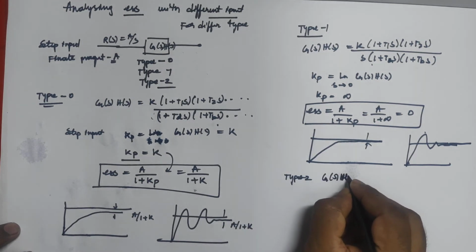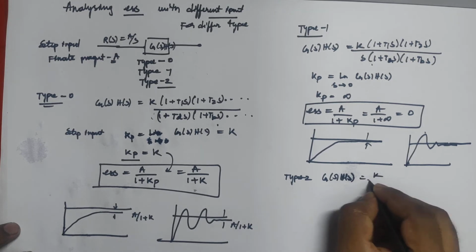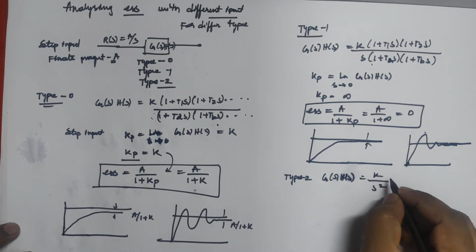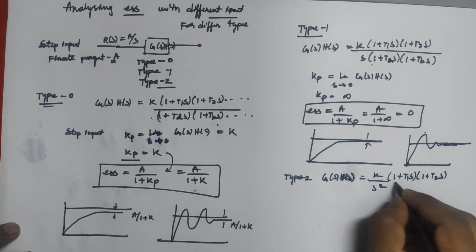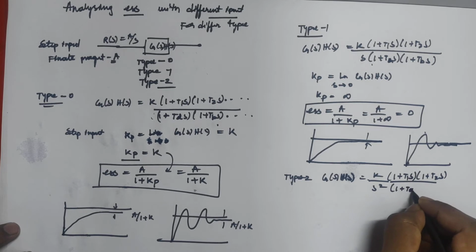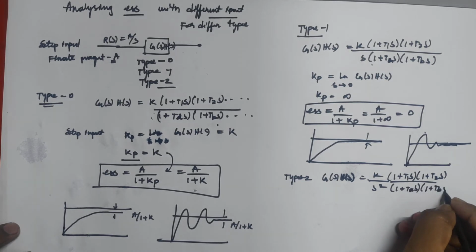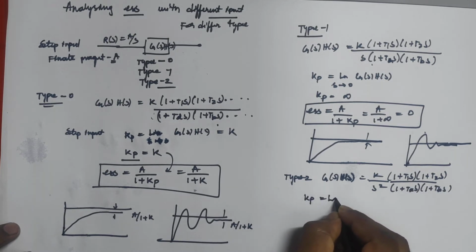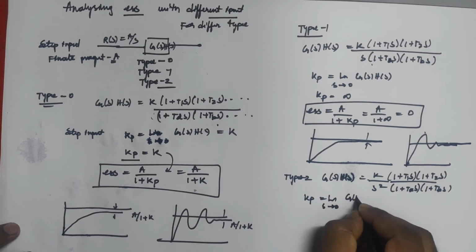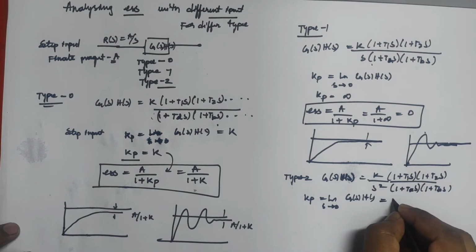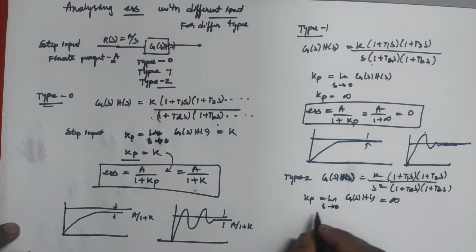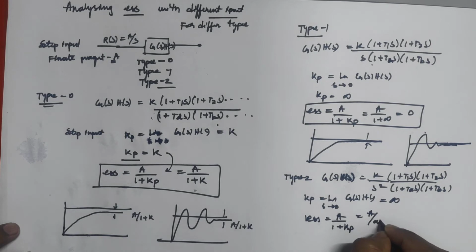G(s)H(s) equals K by s squared, with 1 plus Tb s terms. Type 2 means we include 2 origins. I know you have already predicted the answer. Now Kp equals the limit as s tends to 0 of G(s)H(s). Substitute s tends to 0 in this term. What do you get again? The value of Kp is 1 by 0, infinite. So again E(s) equals A by 1 plus Kp, so A by infinite, that is 0.